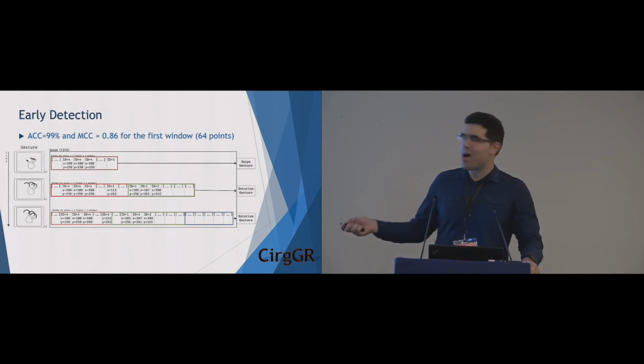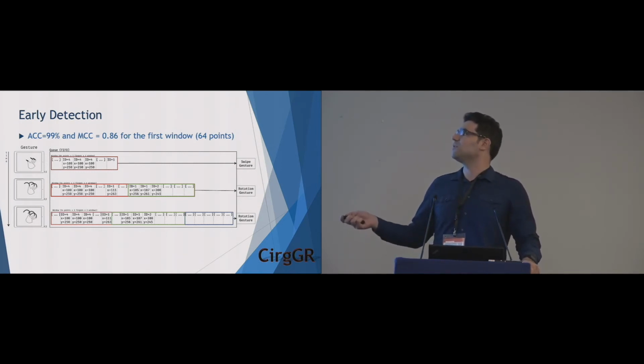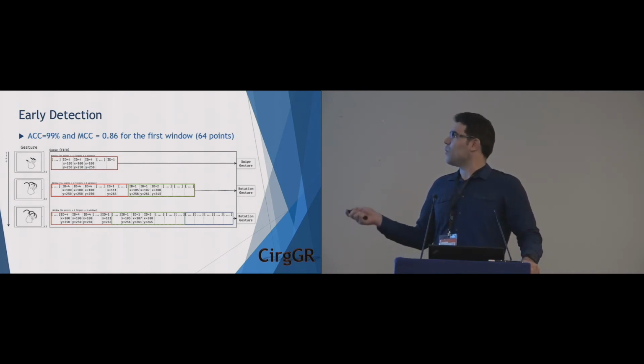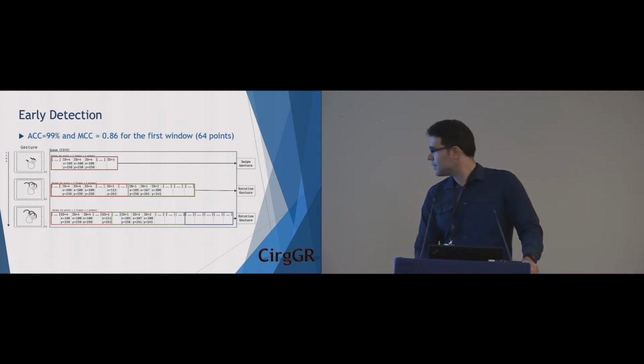We wanted to evaluate how accurate it was just at the first window, not after the user's been actuating for a while, but just as the first window. And at the first window, once again, we got an accuracy of 99% and a Matthews correlation coefficient of 0.86. A little bit lower, but still great. And this is at a window of 64 points, which is generated very quickly in modern touchscreens.